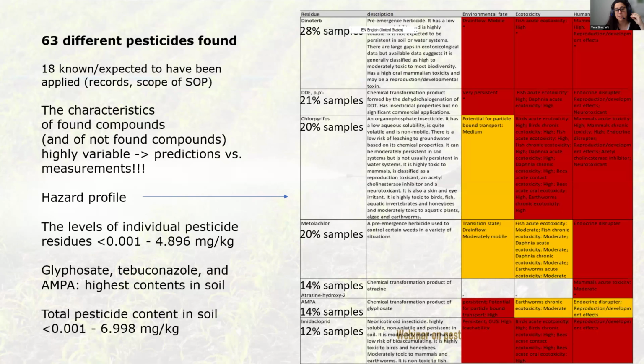What came across as quite confronting was when we looked into the hazard profile of the most common substances in African soils, which you can see here on the right. So there are 7 pesticides that were found in more than 10% of the samples.